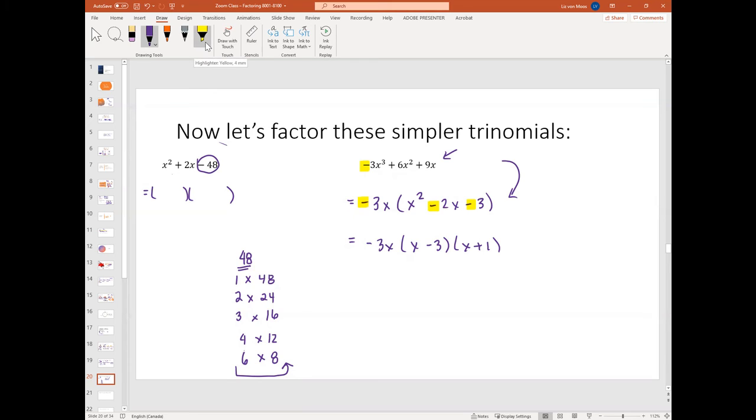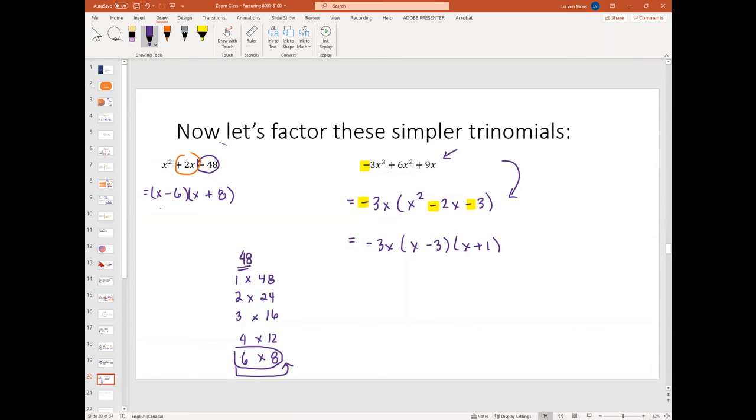These are my only choices. Again, because it's negative, one will be positive, one will be negative. So I'm looking for 2 numbers that have a difference of 2. So it must be 6 and 8. So it has to be 6 and 8. Which one's positive? Well, I have a positive middle term, so the bigger of the 2 numbers must be positive, and the smaller of the 2 must be negative.